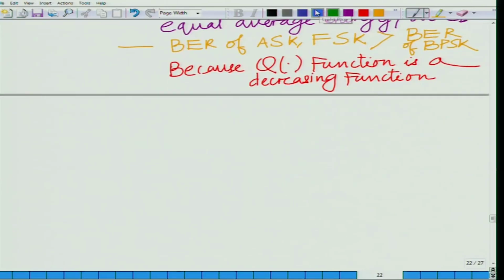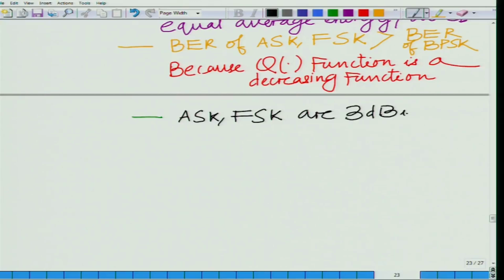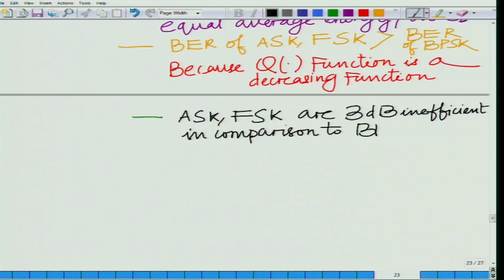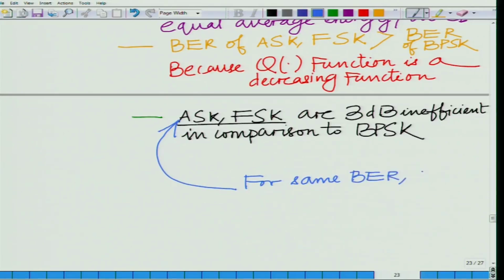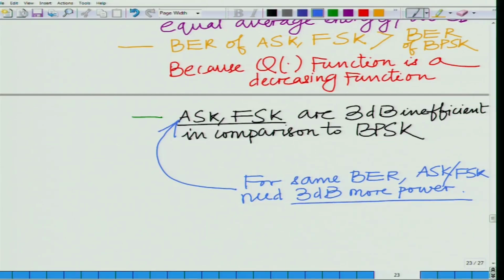And more importantly, we also have the fact of how inefficient they are. ASK, comma, FSK, amplitude shift keying and frequency shift keying, are 3 dB inefficient or 3 dB worse, which basically means that to achieve the same bit error rate, amplitude shift keying slash frequency shift keying need 3 dB more power. So, amplitude shift keying and frequency shift keying are 3 dB worse than binary phase shift keying.